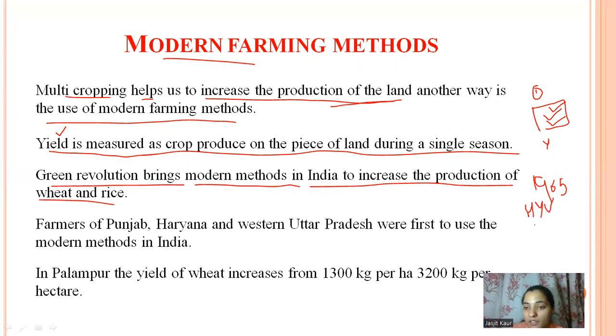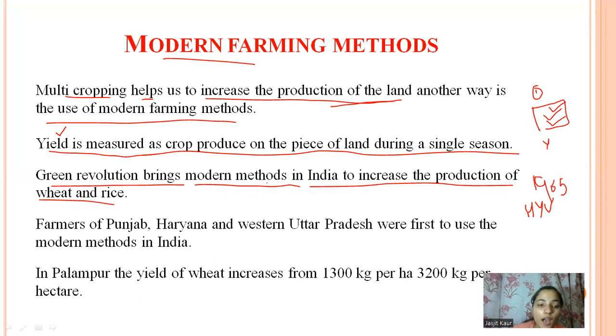HYV seeds means high yield variety of seeds. These are very good seeds which help in increasing the production of the crop. The green revolution also brought modern methods to India, where we used HYV seeds for increasing the production of wheat and rice, which are our main two crops of India.